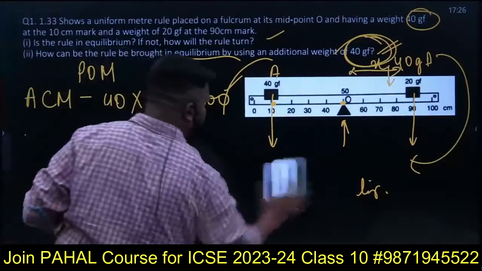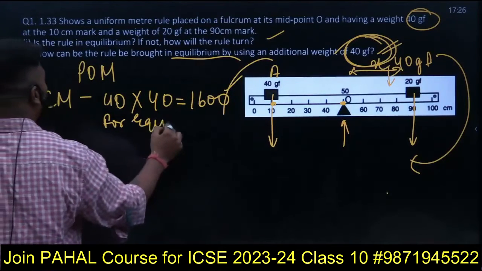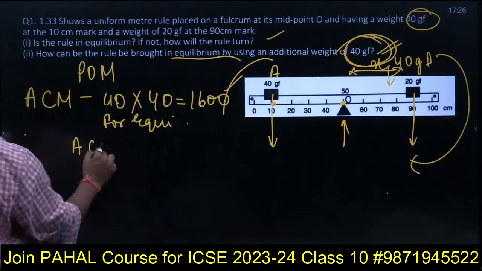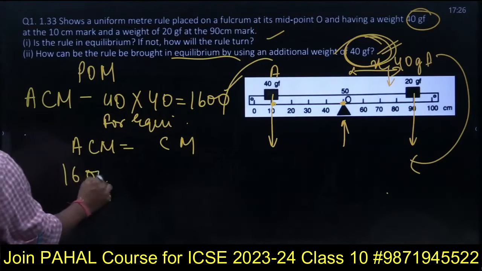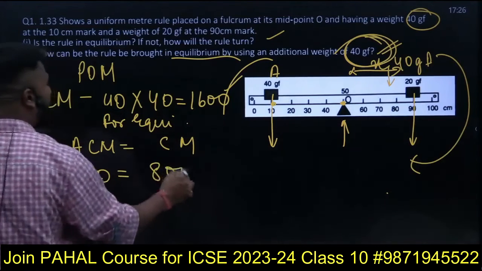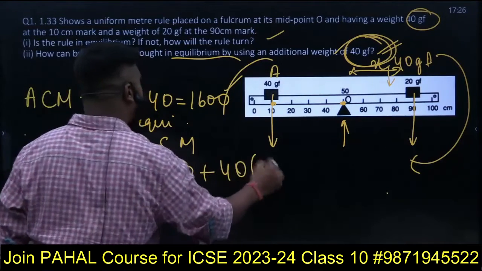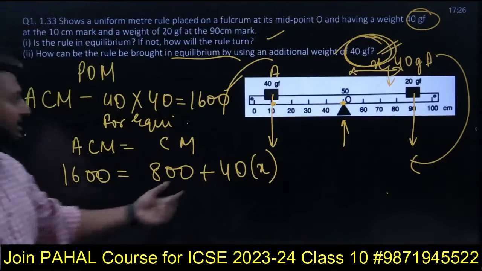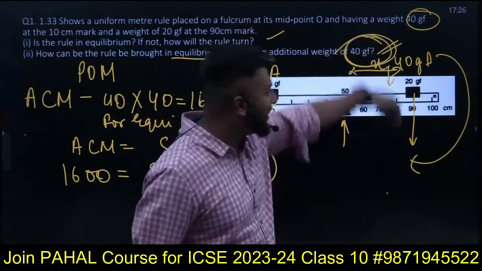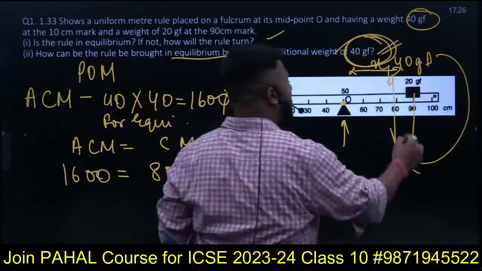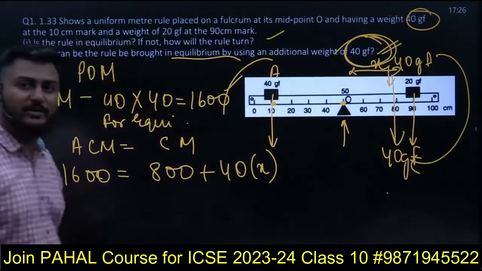for the case of equilibrium, ACM would be equal to CM. ACM is equals to what? 1600, and this is equals to CM was what? 800 plus 40 into x, right? Because the distance of this 40 GF weight is x centimeters, and the force that it is applying on this ruler is 40 GF. So force is 40 GF, distance is x, so this would be equal to 40x.